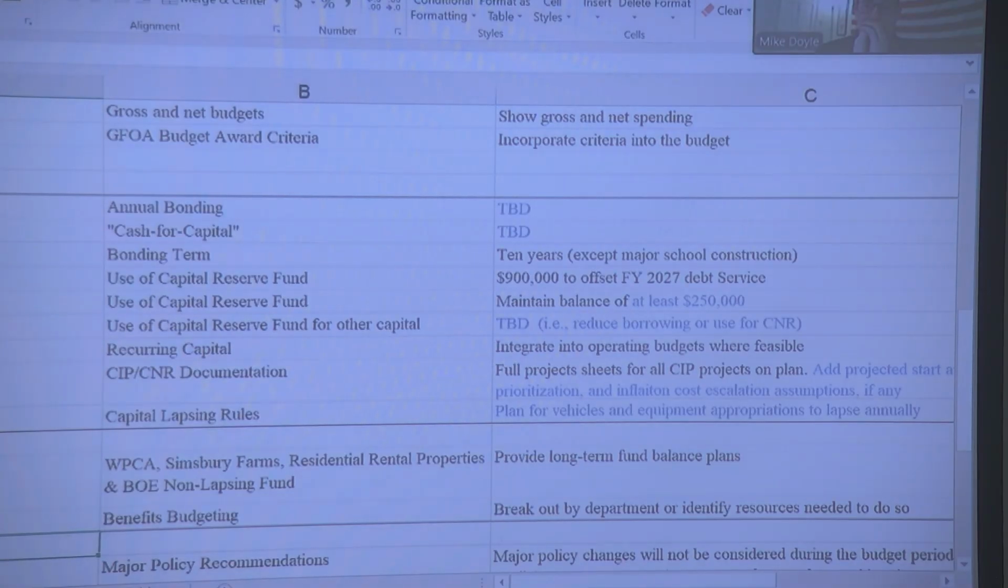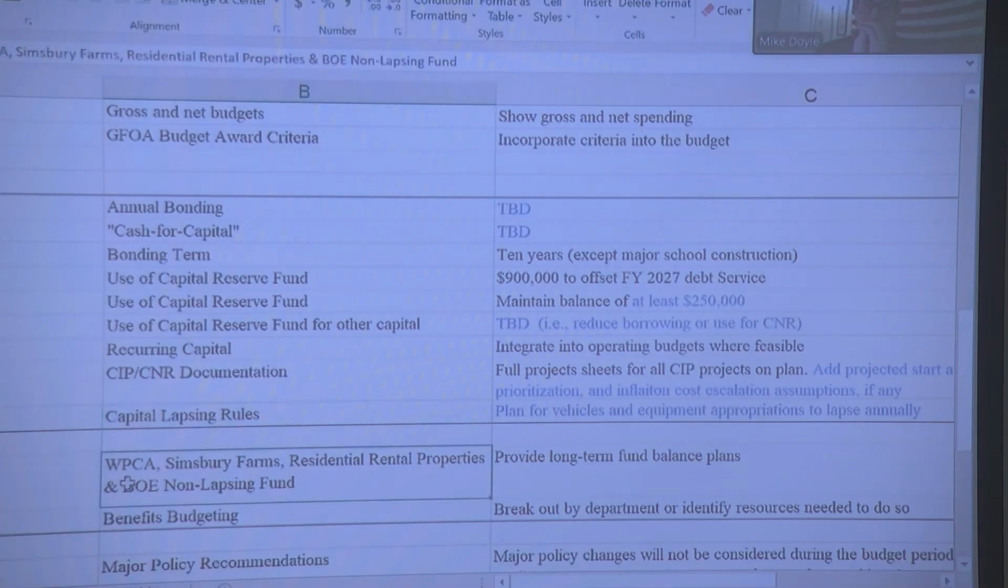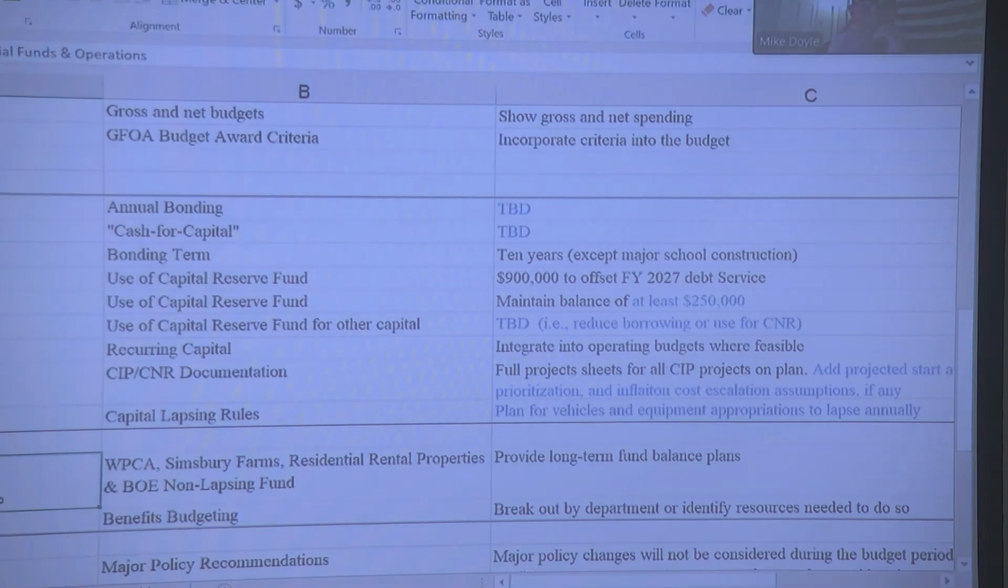CIP and CNR documentation. I think after our last meeting, and this is certainly a best practice, please add to the CIP project descriptions projected start and completion dates so that we are aware when there is a delay. Make sure there is an inflation cost escalation. Assumptions are shared, if any.